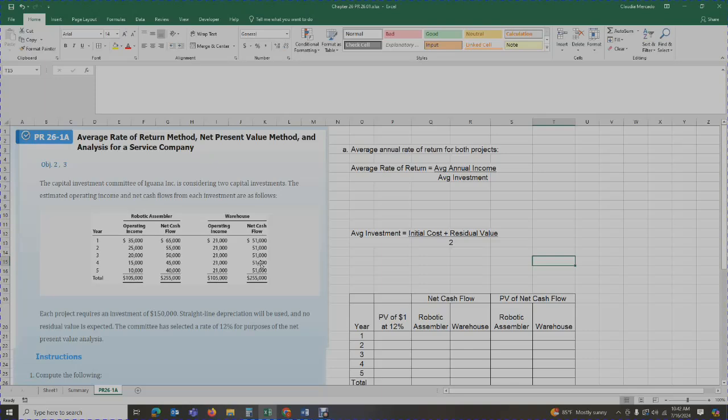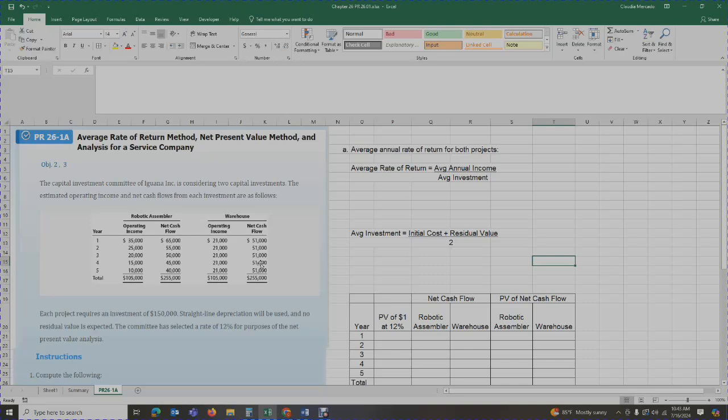The Capital Investment Committee of Iguana Incorporated is considering two capital investments. The estimated operating income and net cash flows from each investment are as follows. So we're looking at a 5-year investment. So we have the robotic assembler and the warehouse. We've got the operating income and the net cash flow for each of the projects that we're looking at.